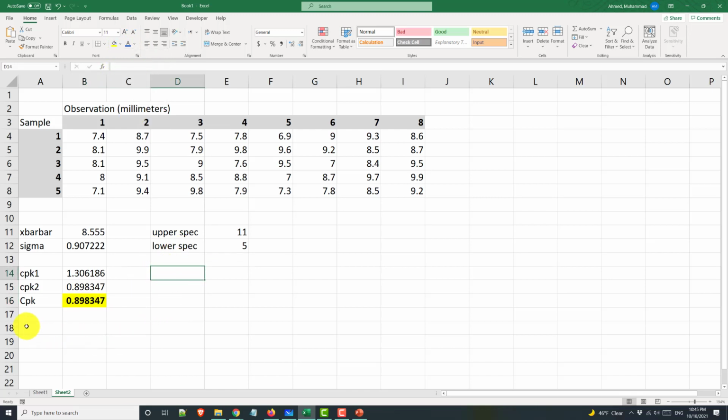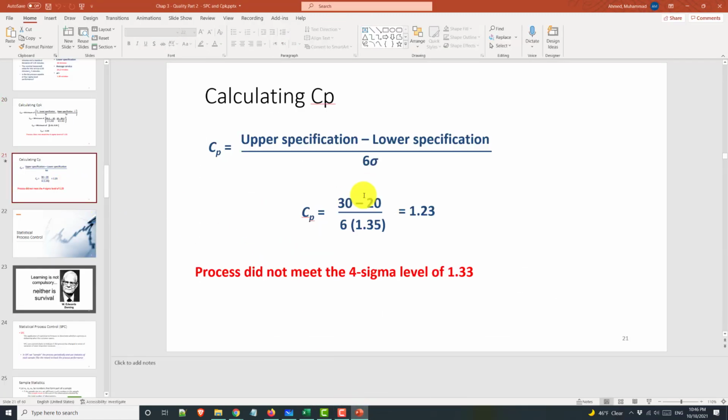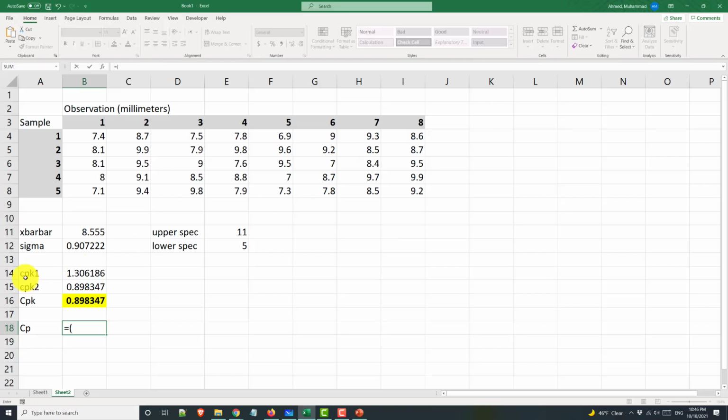Okay. And then the next part of the question asks us to calculate CP. CP is even simpler. Again, the formula is given in the slides. Upper spec minus lower spec over 6 sigma. CP does not care about X bar bar at all. So you do upper spec minus lower spec divided by 6 times the sigma. Okay. And that's 1.102. So that is the second answer.